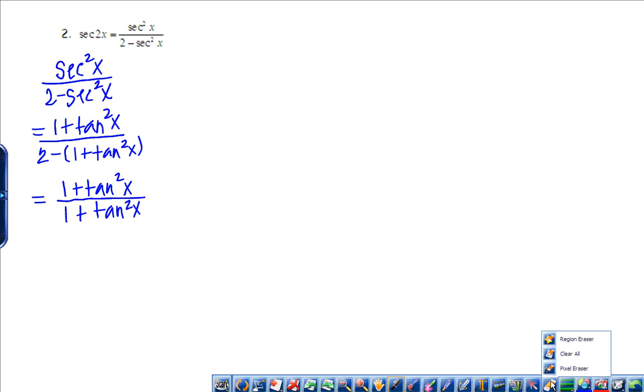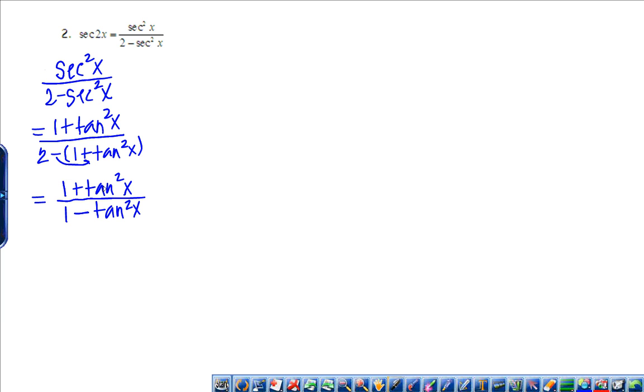Okay, sorry about that. I forgot to distribute the negative here. So this is actually a negative tangent right here. So don't forget to distribute that right there. Okay, so it looks like I really have a lot of nothing right here.